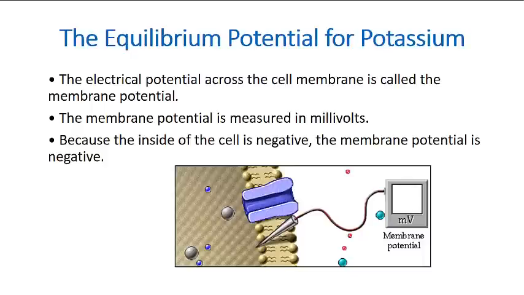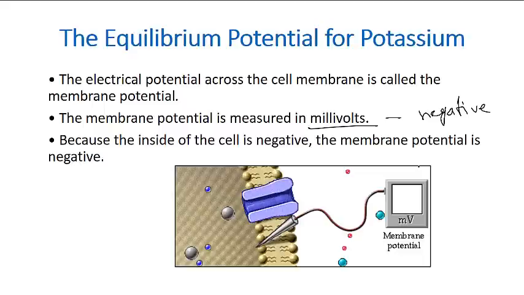Now if we look at the equilibrium potential of potassium, what we will see is that this electrical potential across the cell membrane is called the membrane potential. That keeps the membrane in a specific shape. The membrane potential is measured in millivolts. It's a simple voltage, so we measure it in millivolts. Because the inside of the cell is negative, the membrane potential is also a negative value, and this negative value differs for different cells.